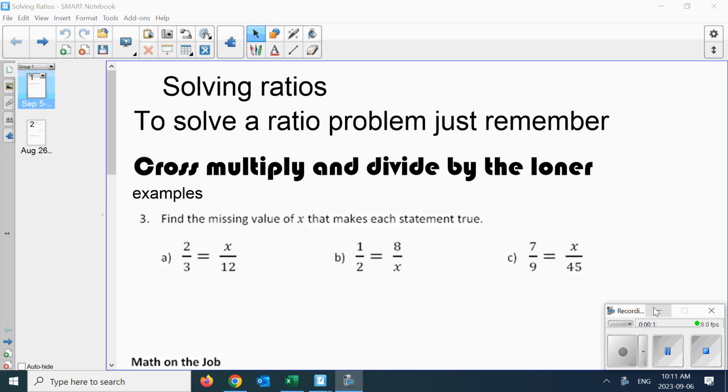Anyways, we're doing some math coming to you live on recording. Solving ratios. And to solve a ratio problem, all you have to remember is cross multiply, divide by the loner. And I'll show you a few examples. We'll work through a few examples together.